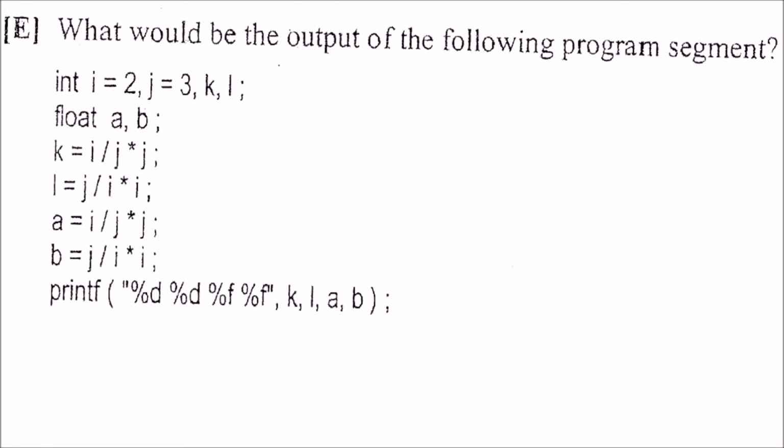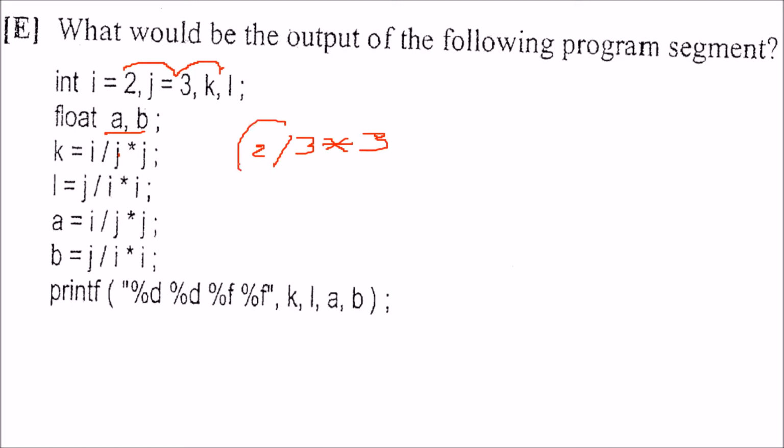What will be the value or the output of the following program segment? See, i is 2, j is 3. First, k and l, all these are integers. a and b are float. So first is k is equal to i divided by j cross j. What you will get? This will be 2 by j, that is 3, and then cross again 3.